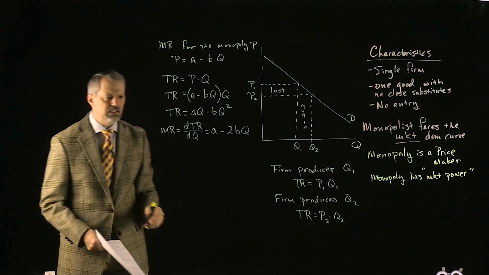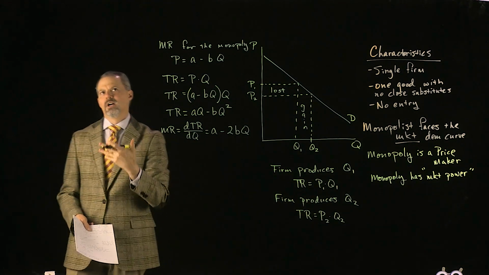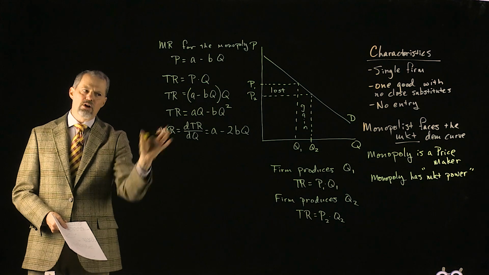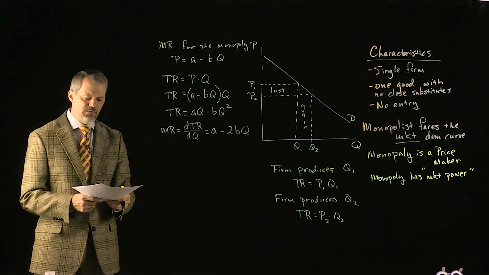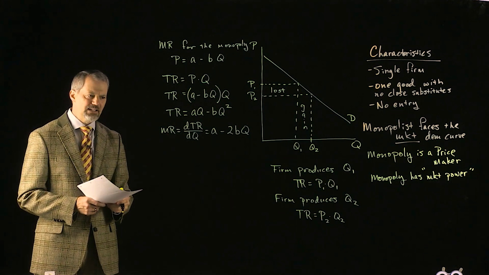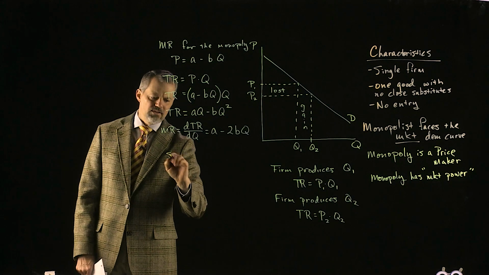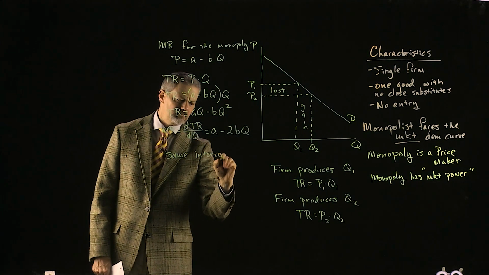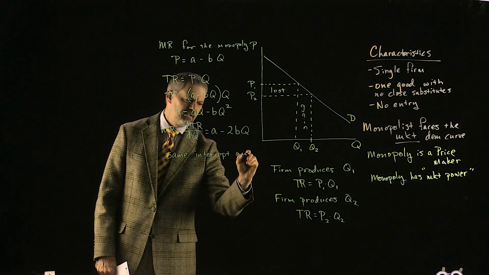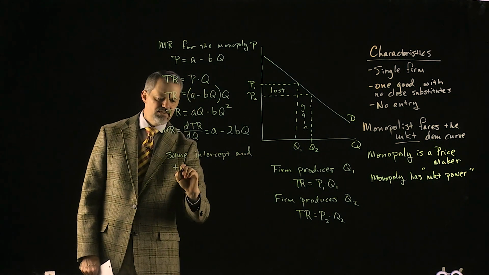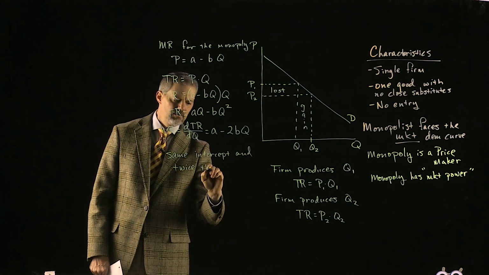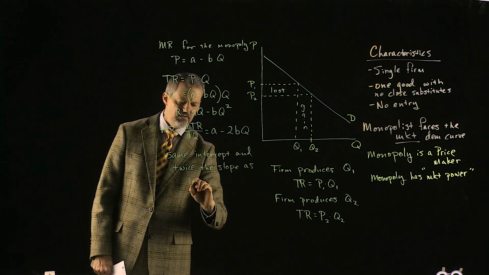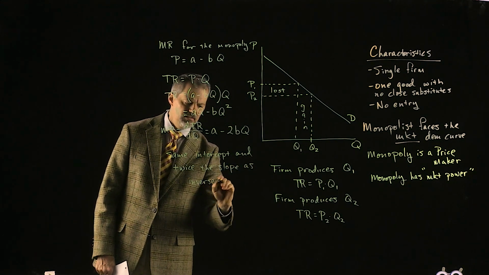So what we get is that rule that for a linear demand curve, the firm's marginal revenue curve has the same vertical intercept and twice the slope. Same intercept and twice the slope as inverse demand.